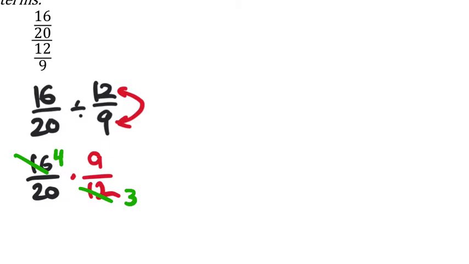All right, and then I see the 9 and the 3 there. Yeah, they're both divisible by 3. So 9 divided by 3 is 3. 3 divided by 3 is 1. And this is coming out pretty good for simplification. The 4 and 20 can be simplified as well. 4 and 20 are both divisible by 4. 4 divided by 4 is 1. 20 divided by 4 is 5.